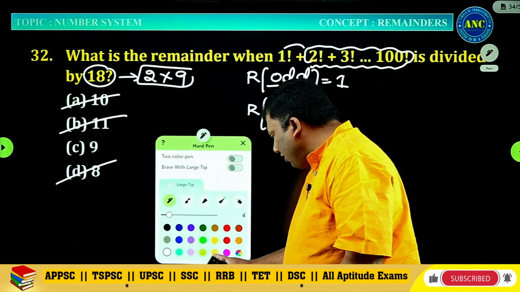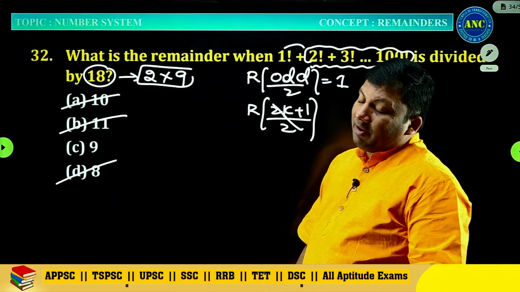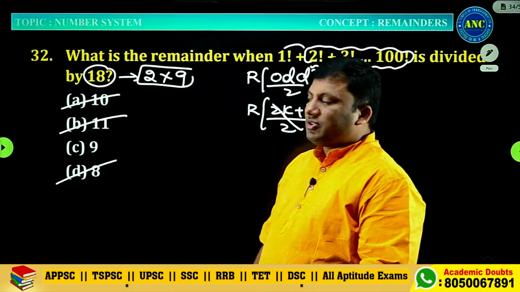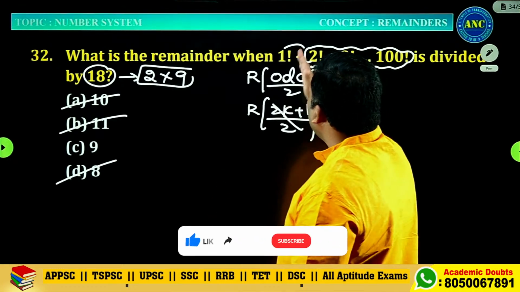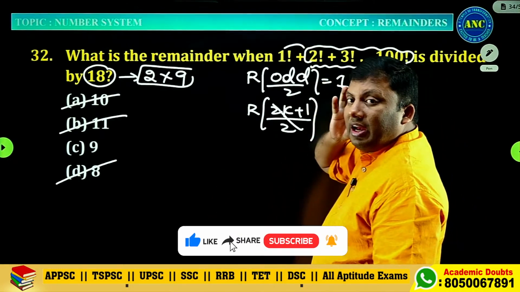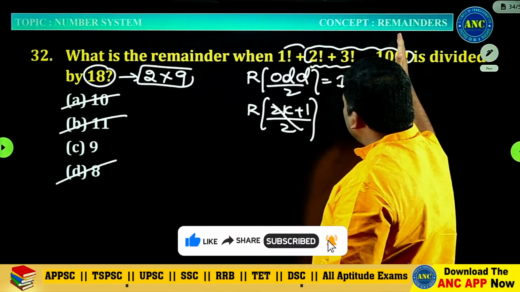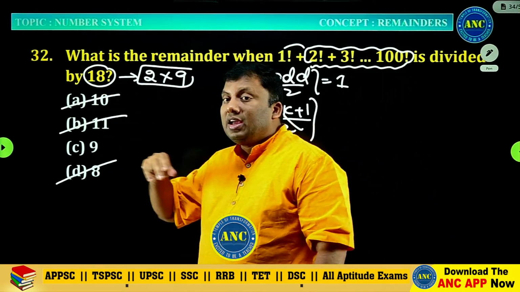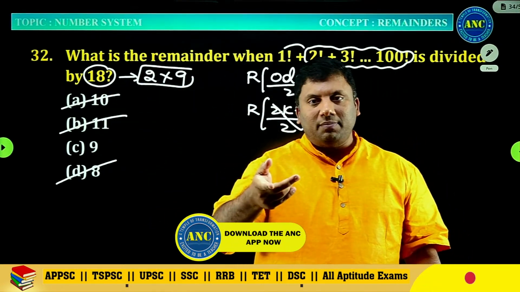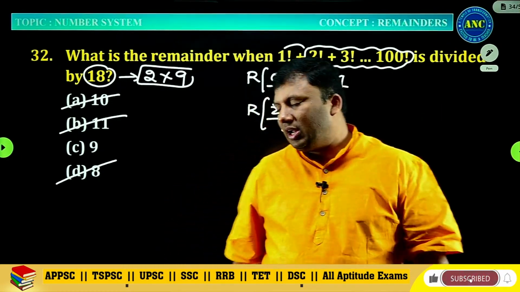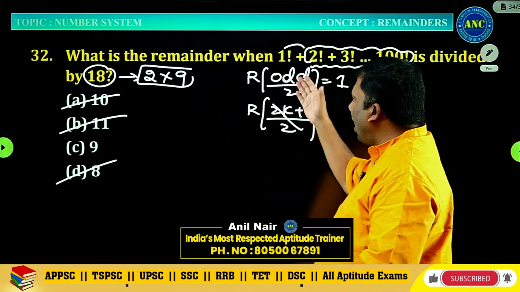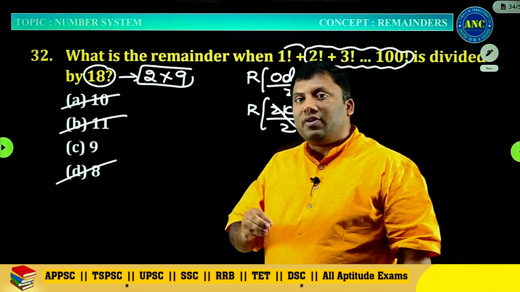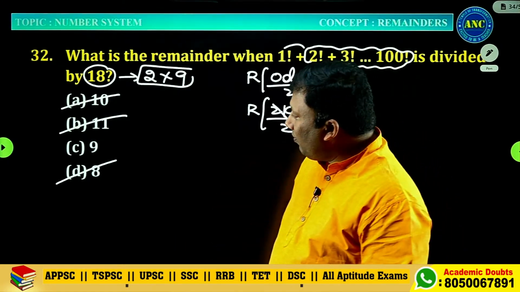Without knowing this, if you get into calculation, then few seconds on each and every question, cumulatively, the number of attempts will be less. Again I am telling, 2 factorial onwards all are even numbers. Even plus 1 is odd. 18 is a composite number, derived from 2 and 9. First I checked with 2. Odd number divided by 2, answer should give 1.